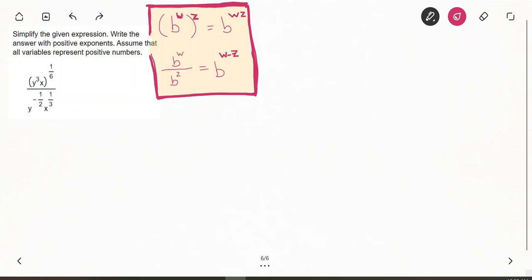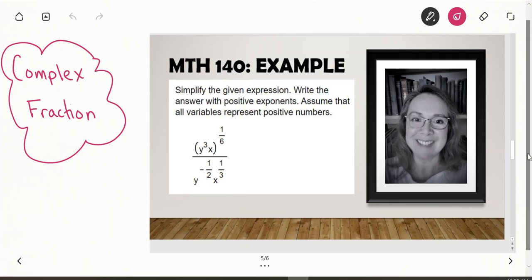Well, thank you to the student who sent this question in. I'm looking forward to working out this example from intermediate algebra, simplify the given expression. And this is an example of a complex fraction.